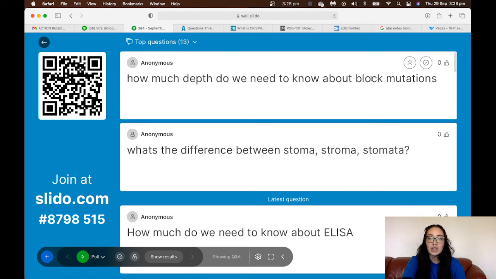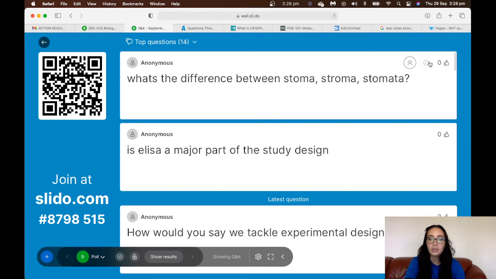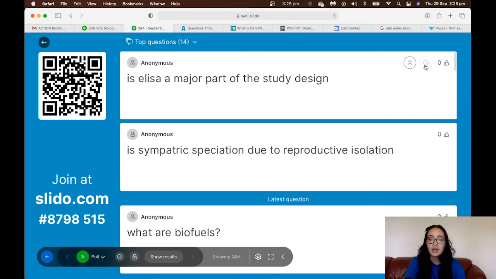Just know your basic block mutations. I have a mnemonic, DIDIT, D-I-D-I-T: duplication, insertion, deletion, inversion, translocation. Remember them. I don't think you need to know too much about it. ELISA is new now, the enzyme-linked immunosorbent assay, you have to know about it. Look at that FAQ doc.